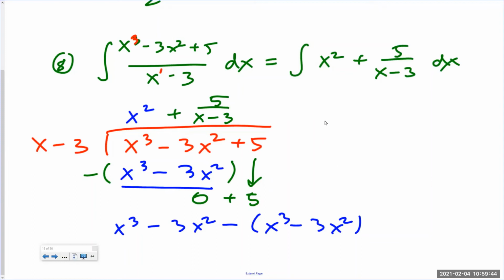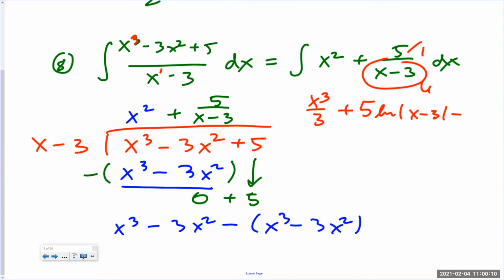Everybody knows that. Okay, all right, what's the integral of x squared? X cubed over 3. Okay, what's the integral of 5 over x minus 3? 5 ln. Nice. Some of you guys are getting really good at this. This is your u. Divide this by the derivative of x minus 3, which is 1. Okay, do my x's cancel out? Yes, so this is 5 ln x minus 3 plus c.